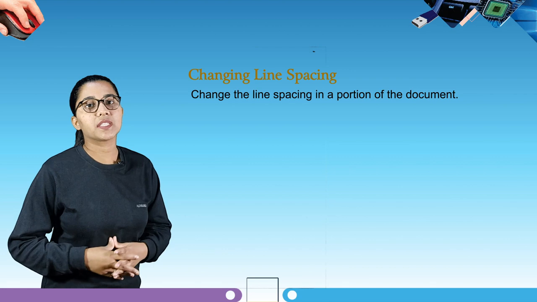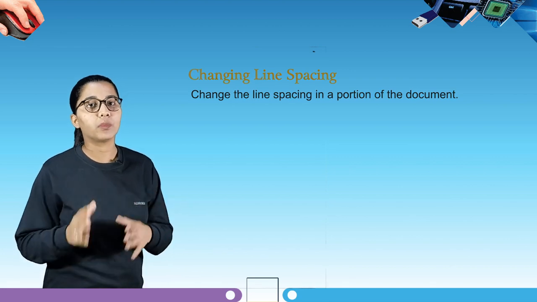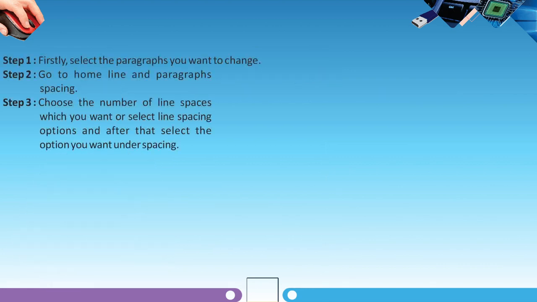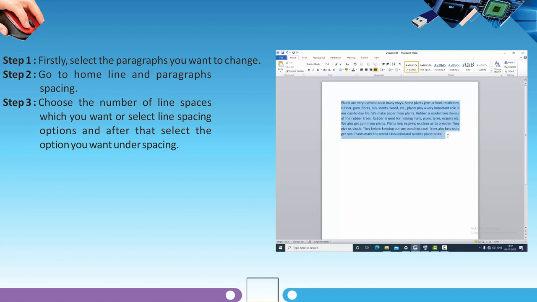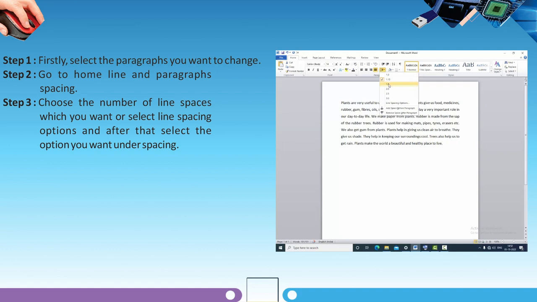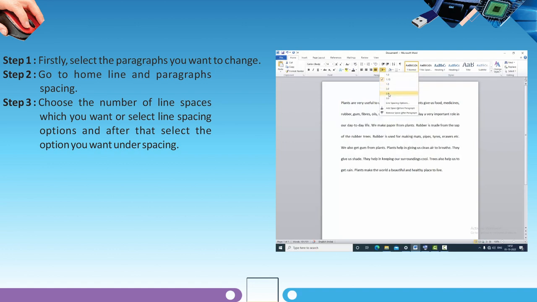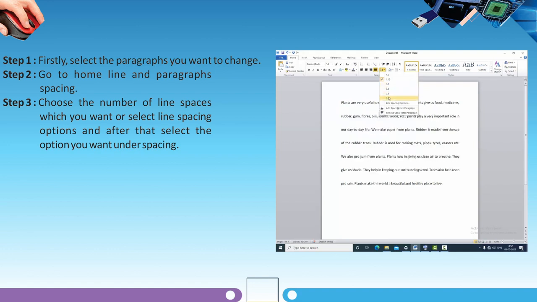Change line spacing in portion of the document. So our step 1 is, firstly select the paragraph you want to change. Step 2, go to Home tab and Paragraph spacing. Step 3, choose the number of line spaces you want or select line spacing. Select the line spacing option and after that select the option you want under spacing.